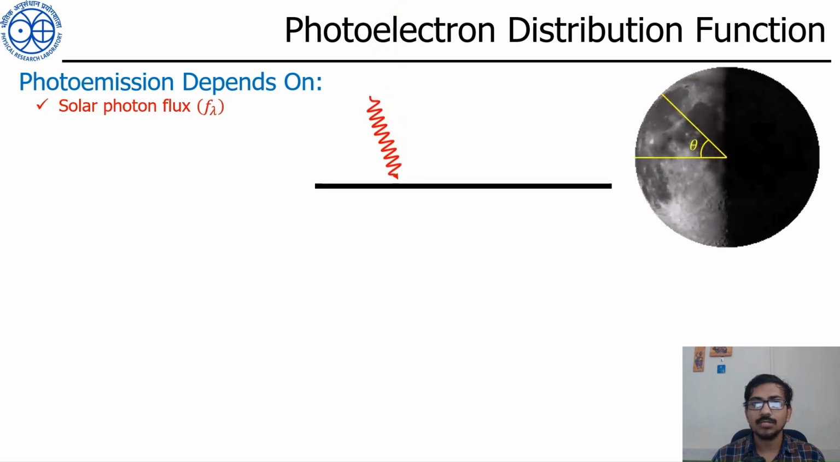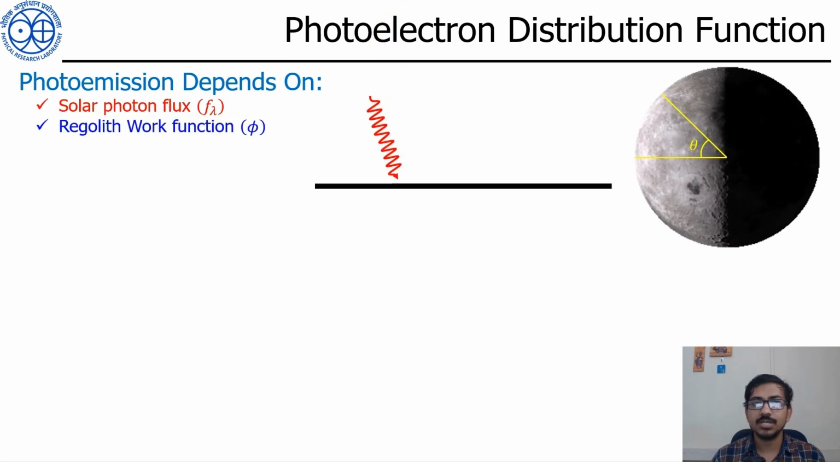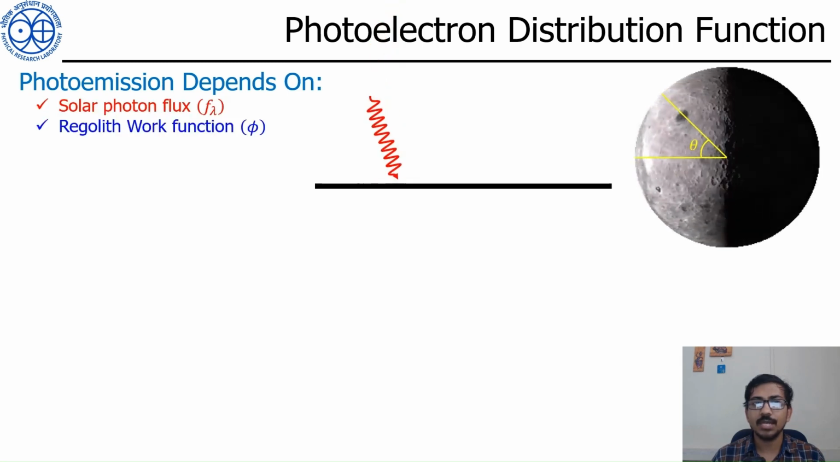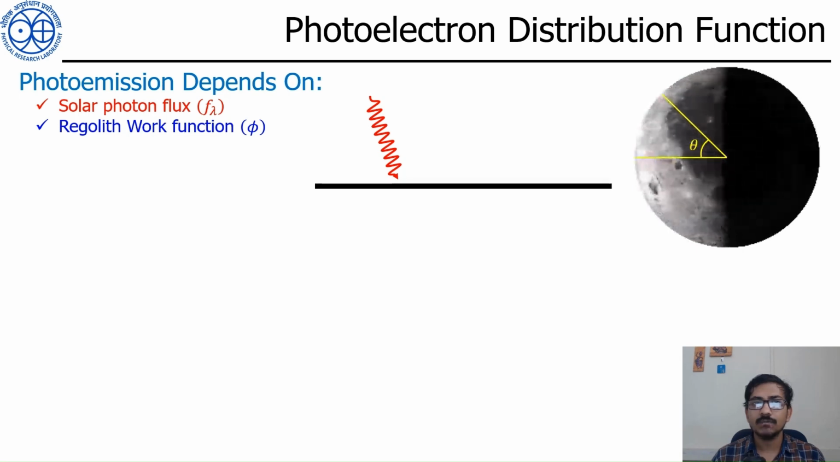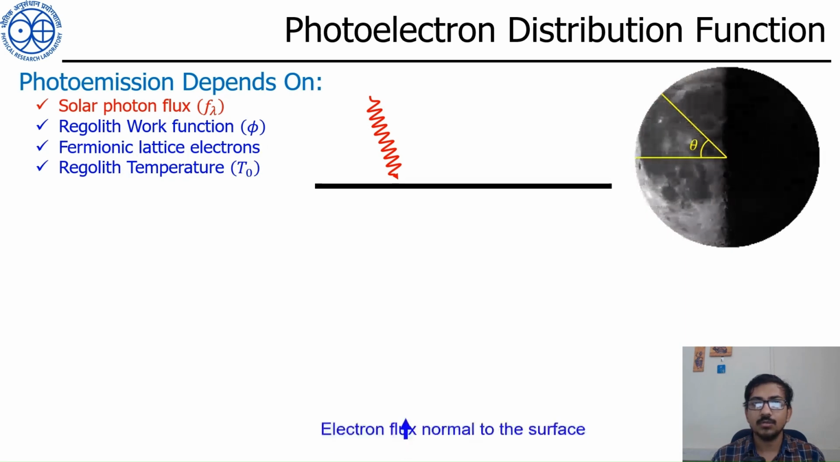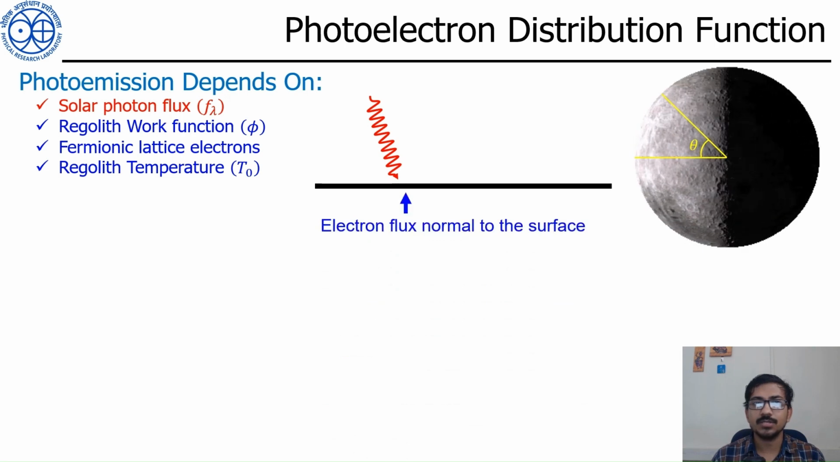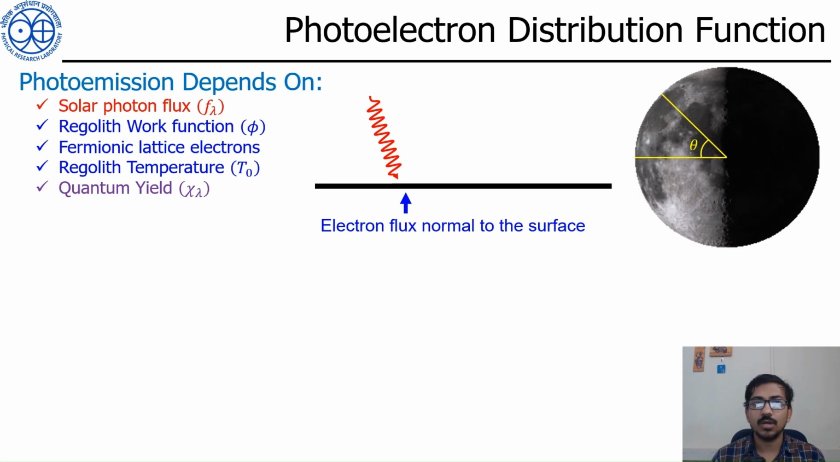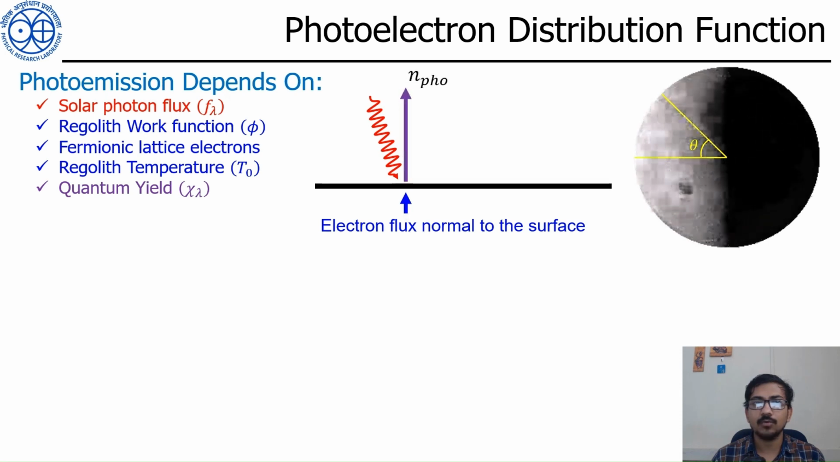When a photon is incident on the surface, the regolith work function determines whether the photon is energetic enough to emit a photoelectron or not. Electrons within the lunar surface lattice follow Fermi-Dirac statistics, and the regolith temperature decides how many electrons are available for photoemission. Those electrons hitting normal to the surface from inside of the lattice can absorb the incident photons. Based on the information of the quantum yield, there will be an outward photoelectron flux.